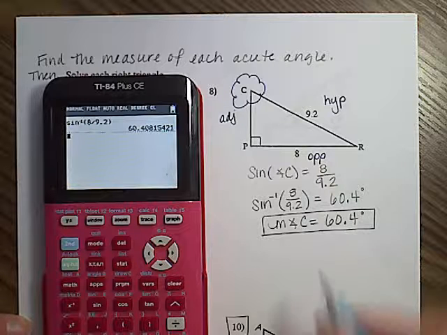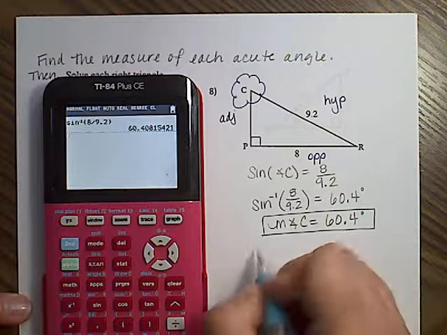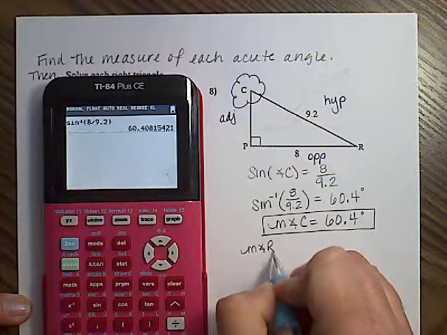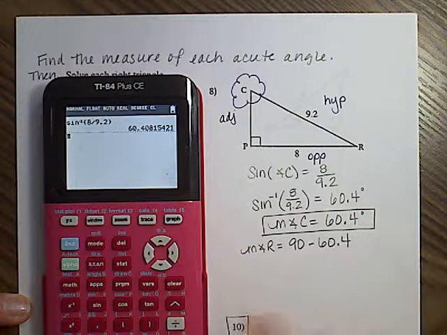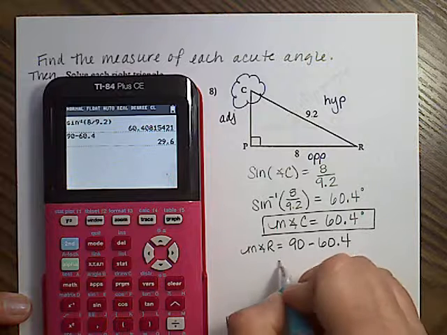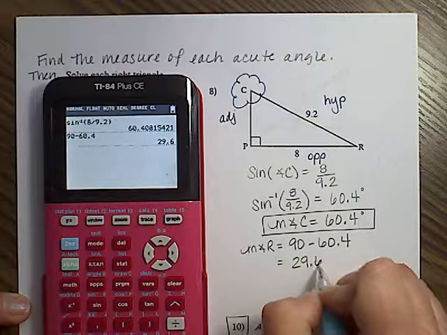And now that I have the measure of angle C, in order to find the measure of angle R, I can just do 90 minus 60.4. So 90 minus 60.4 gives me 29.6 degrees.